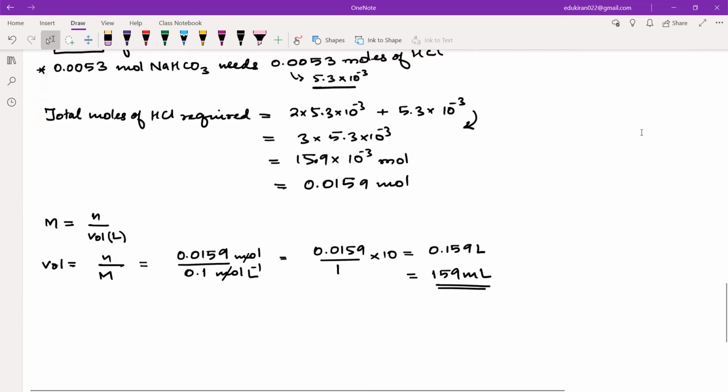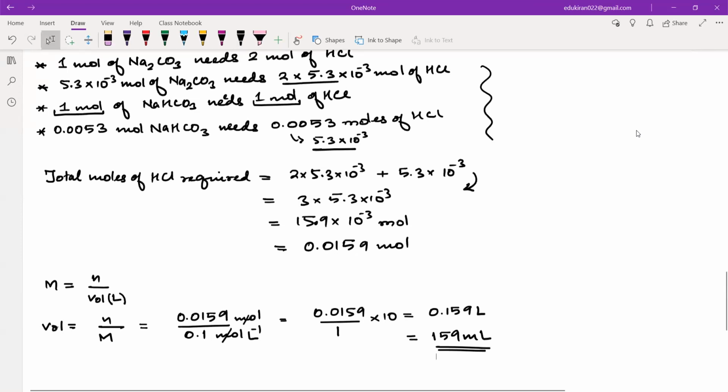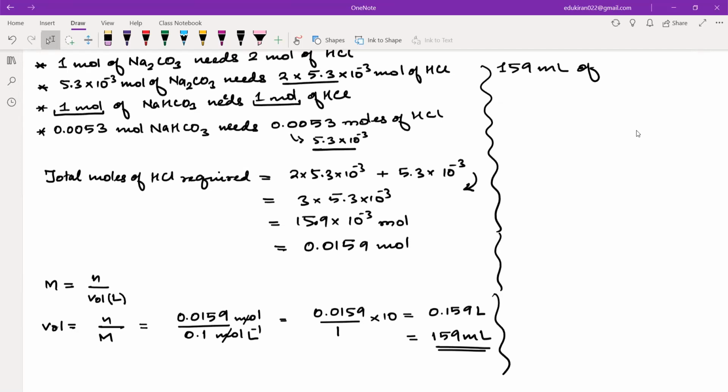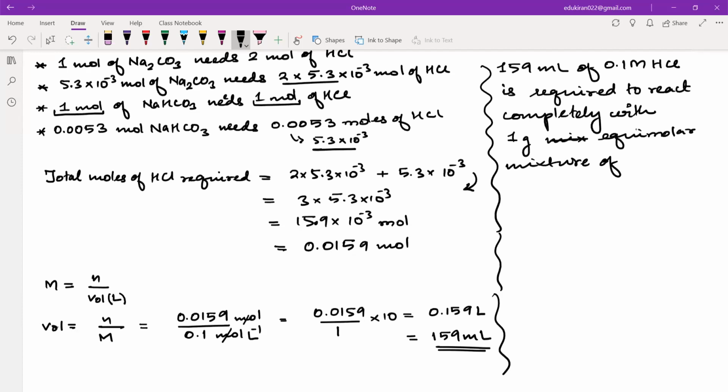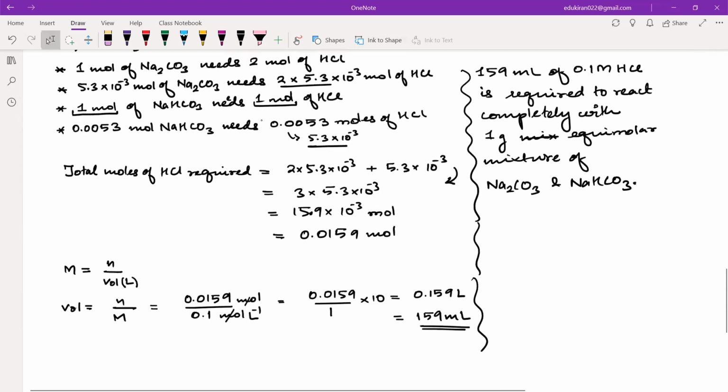No, sir. No? Okay. So once you are done writing, you will write 159 ml of 0.1 molar HCl is required to react completely with 1 gram equimolar mixture of Na2CO3 and NaHCO3. Chalo. So I think you have to write the statement from here only.